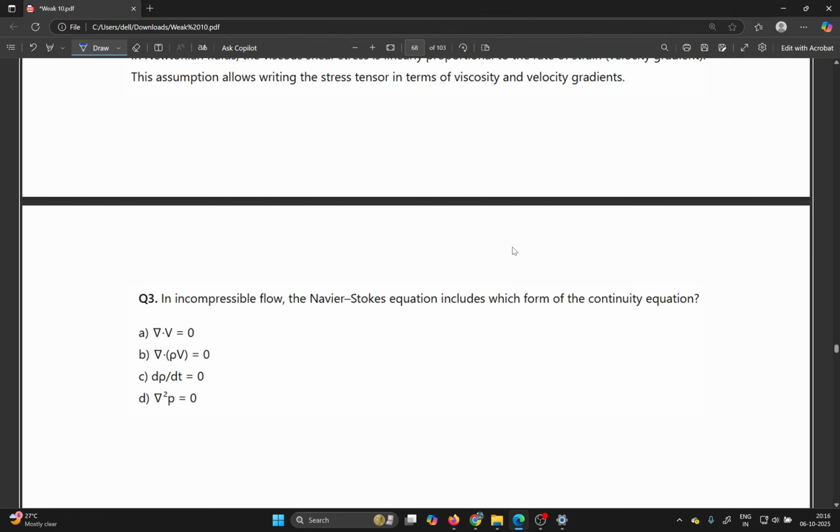Next question. In incompressible flow, the Navier-Stokes equation includes which form of the continuity equation? Here the condition given is incompressible flow. So the Navier-Stokes equation includes which form of the continuity equation? Whether option A, B, C or D. Just think.